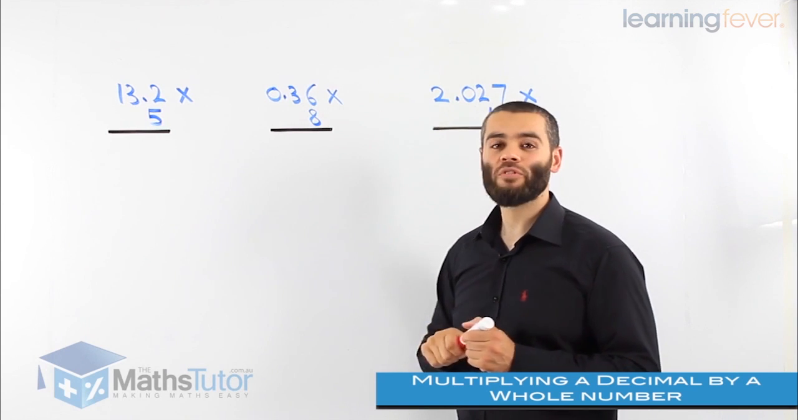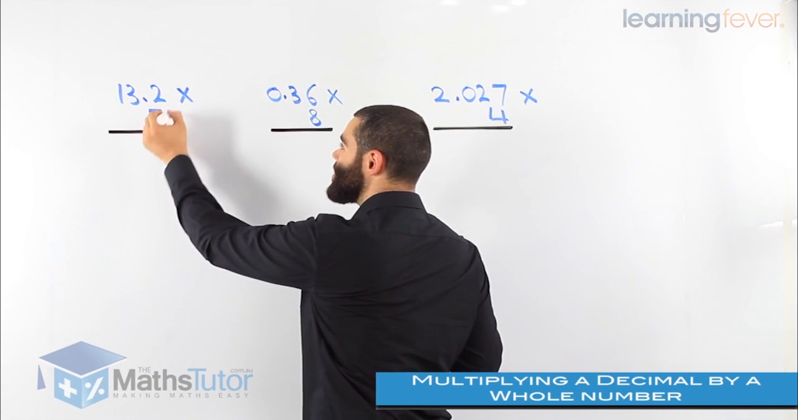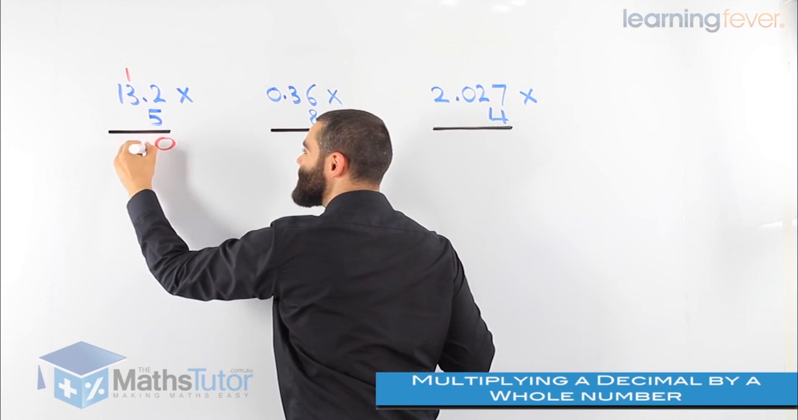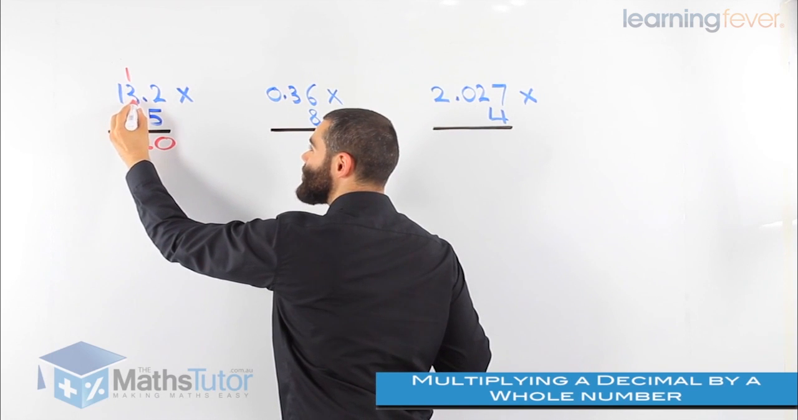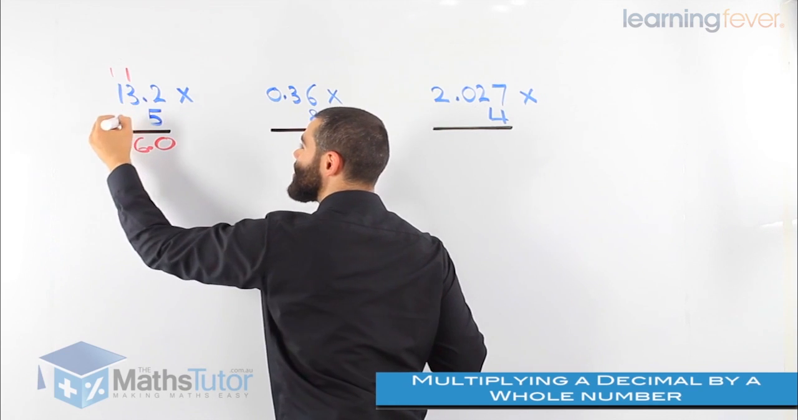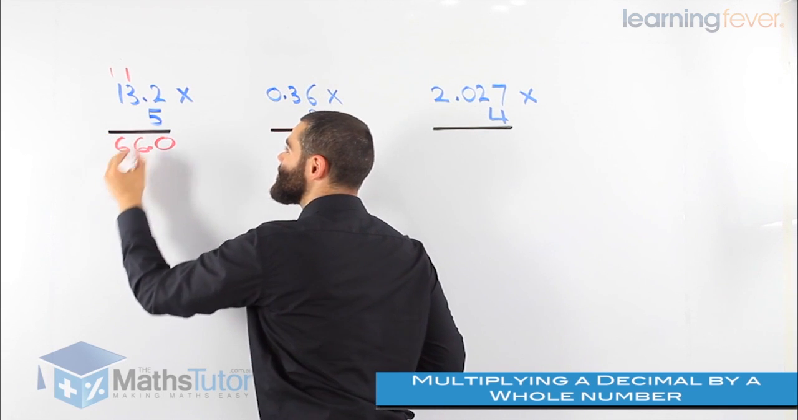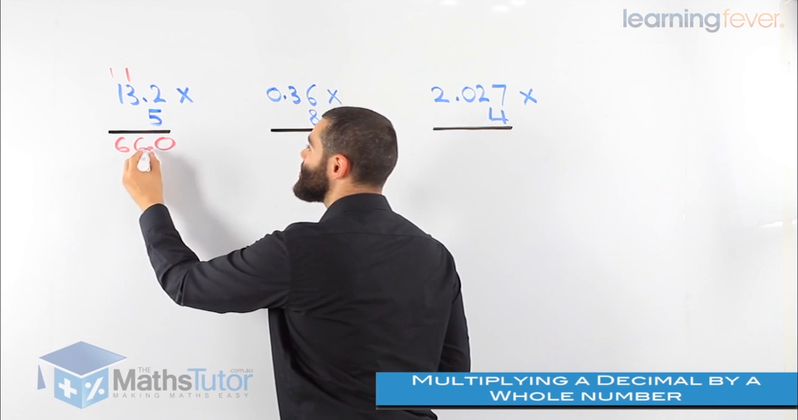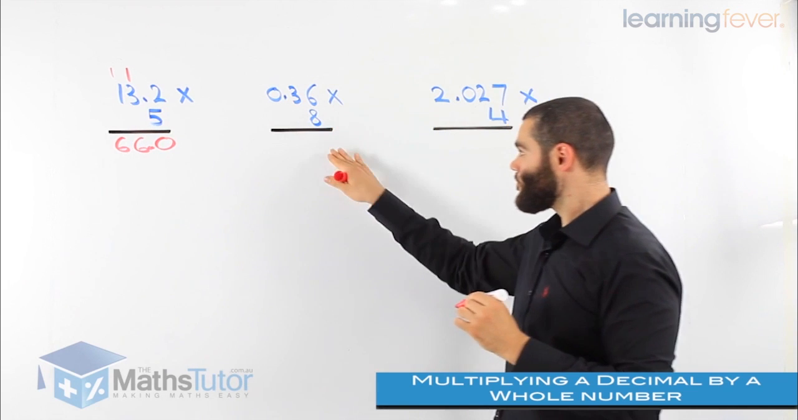Starting with this one, 13.2 times 5. We start by multiplying the whole number. 5 times 2 we know is 10. We see the point, we must bring the point down. 5 times 3, 15 plus 1, 16, carry the 1. 5 times 1, 5 plus 1 is 6. So 66.0 or just 66.